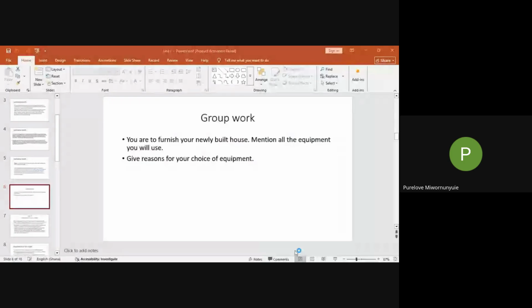So the rest will be added. No, add your own. No one is adding for you. Each one for himself. So you mentioned the room.